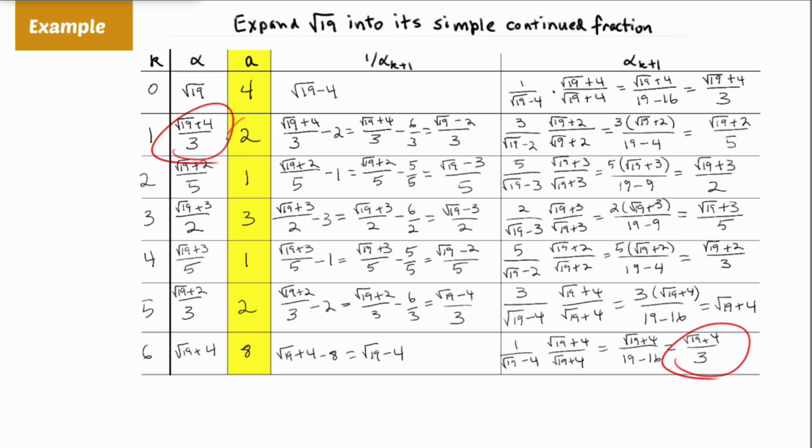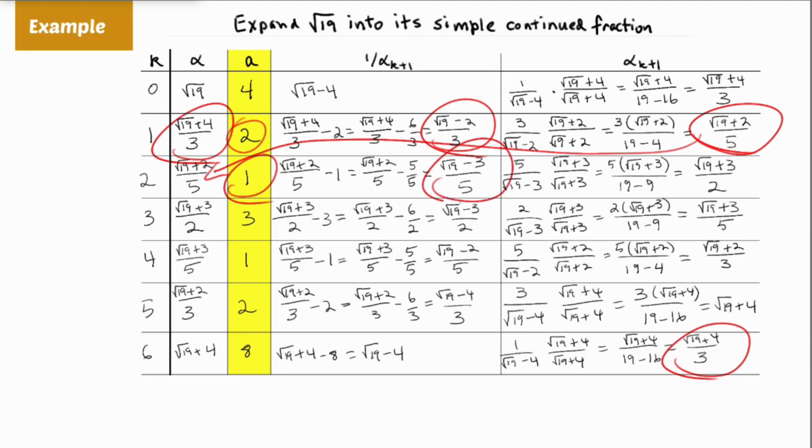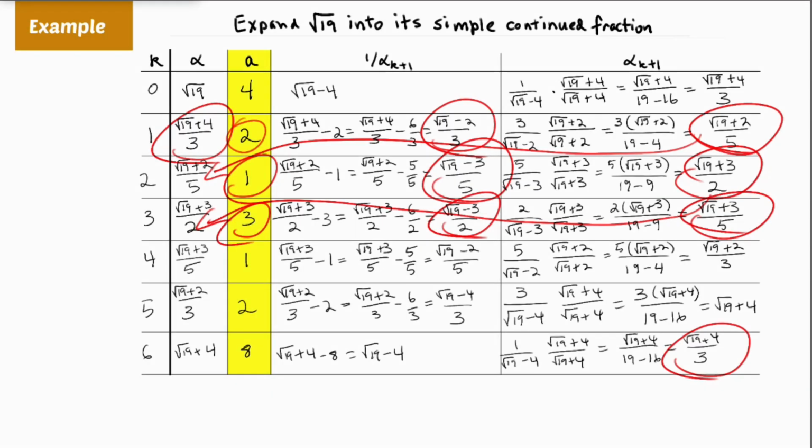So if we proceeded and did a row for k equals 7, we could just copy those results. The value of a would be 2, 1 over alpha k plus 1 would be the square root of 19 minus 2 over 3, and alpha k plus 1 would be square root of 19 plus 2 over 5. Then we could pass that to a row for k equals 8, just like we did before when we passed it to the row for k equals 2. And we could copy these results. And if we did a row for k equals 9, the results would be the same as they were for k equals 3. We'd get these results. This could keep going for as long as you like.